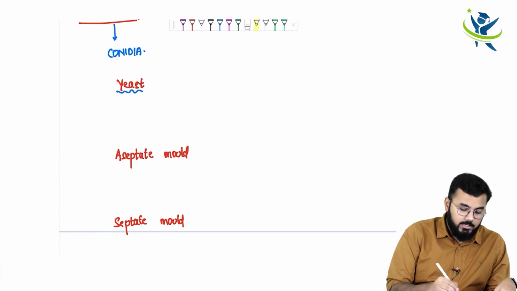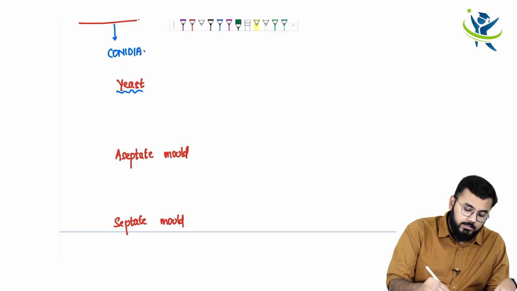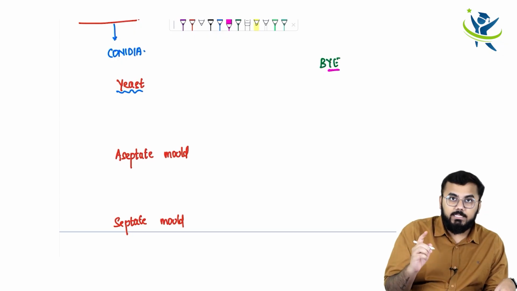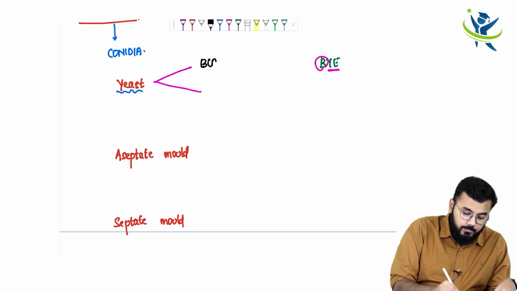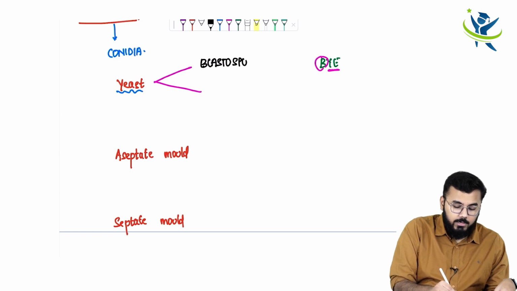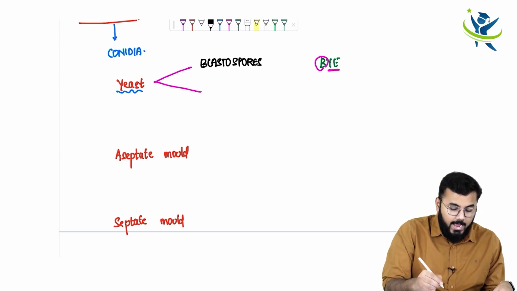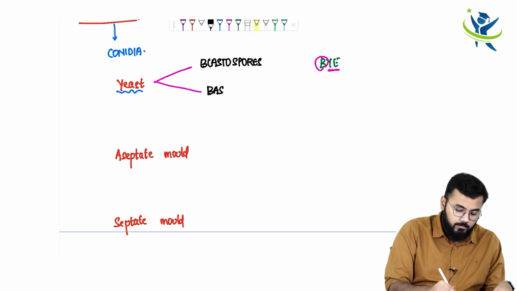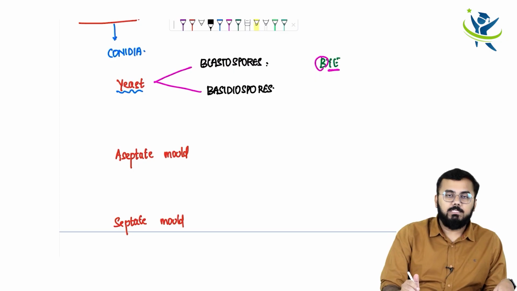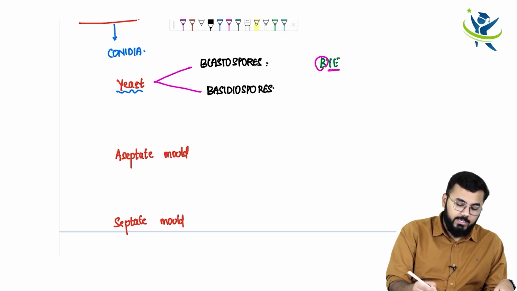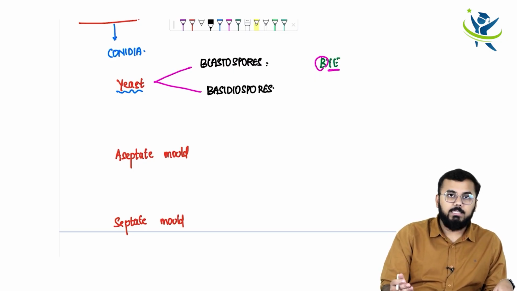Now when it comes to yeast, just remember the mnemonic BYE. What does YE stand for? YE stands for yeast. So yeast releases two types of spores which are named with B. What does B stand for? B stands for blastospores, and B also stands for basidiospores. So there are two B's. One B stands for blastospores and the other B stands for basidiospores. So that is YE in the sense yeast, right?